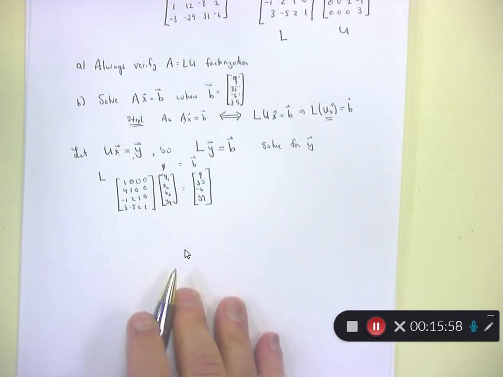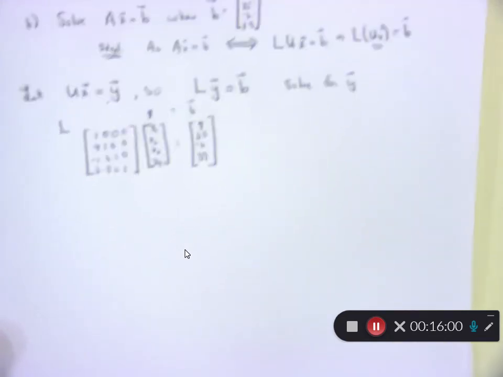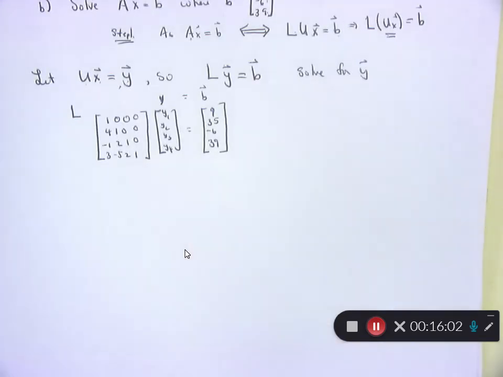I got a question for you. How would you solve for Y on this thing? Knowing what you know about linear algebra, I got this L matrix times Y matrix equals the B vector. How would you solve for Y? What would you do?